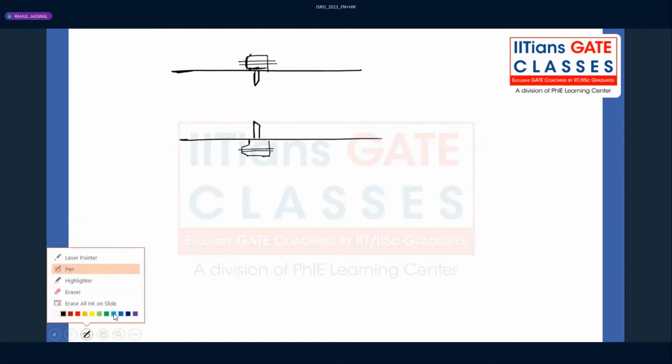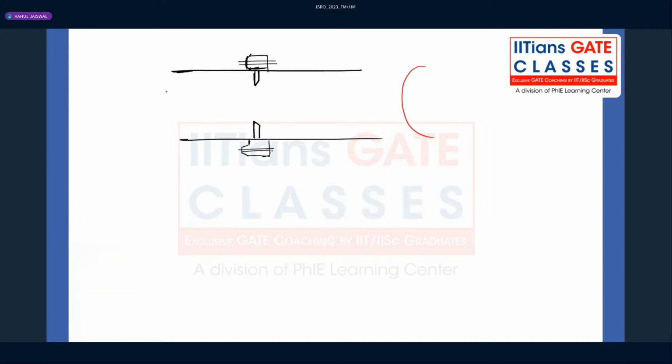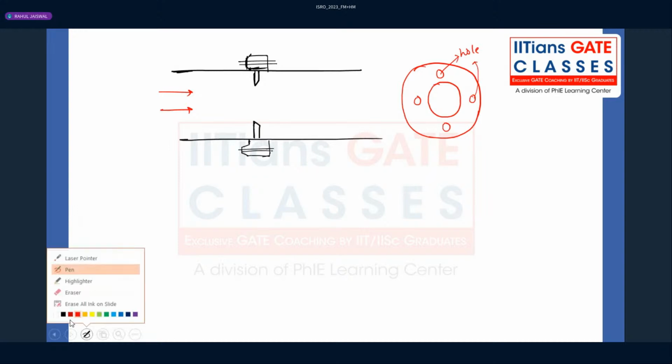Now, try understanding the diagram here. This is the side view, where the flow is happening. It looks like this, and then we have a plate, and we have a hole there, like this. Through this hole, the liquid is passing. So suddenly we make the hole so that the liquid is going to pass like this. This is the arrangement we can make.